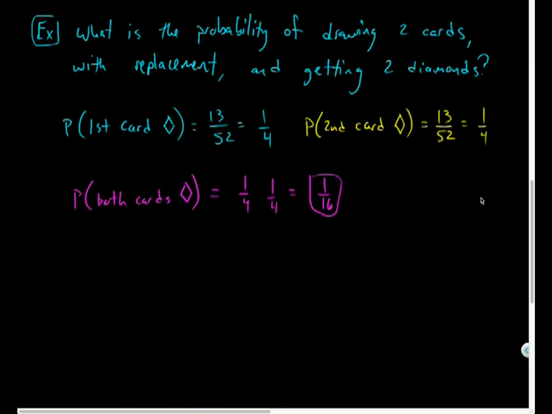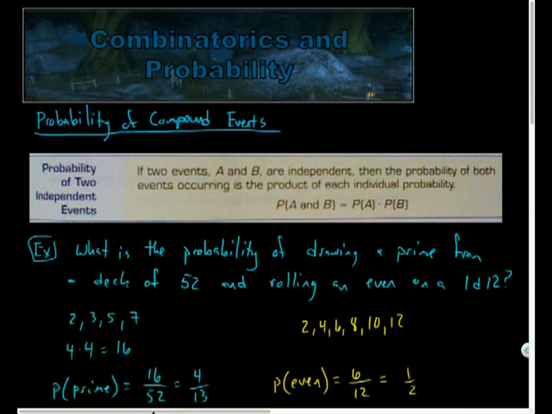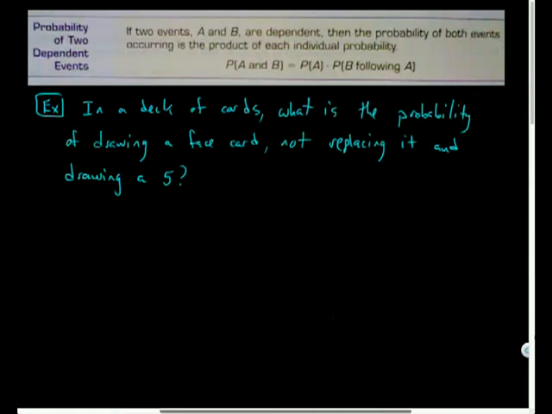So that is for independent events. Let's consider, however, what about when our events are dependent on one another? If two events A and B are dependent, then the probability of both events occurring is the product of each individual probability. And notice there's a subtle difference here. I find the probability of event A and I multiply it by the probability of event B after A has already taken place. So chances are the likelihood of B occurring has somehow changed because A happened.